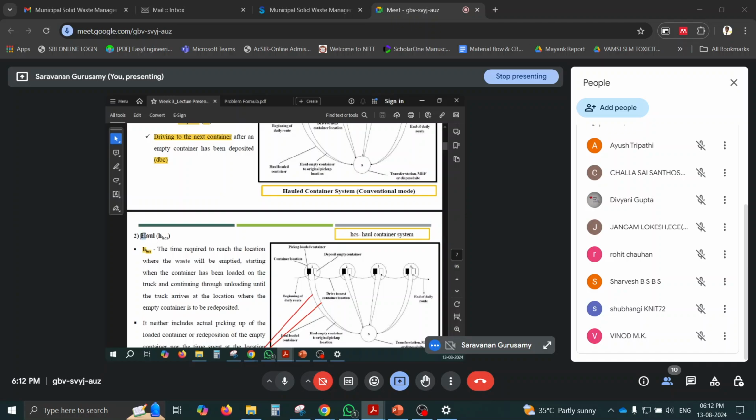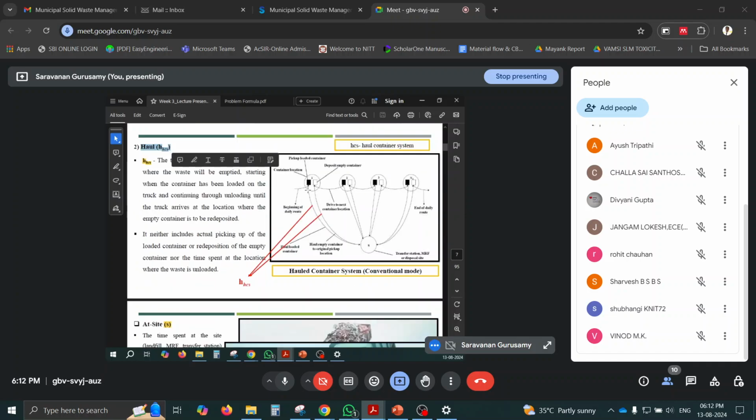Then the second one is the haul time. Haul time is the distance traveled from the location to the disposal site, and from the disposal site again to the location. So these two will give you the haul time. Haul time is the time required to reach the location where the waste will be emptied, starting when the container has been loaded on the truck, continuing through the unloading until the truck arrives at the location where it is redeposited. So these two added will give you the haul time.